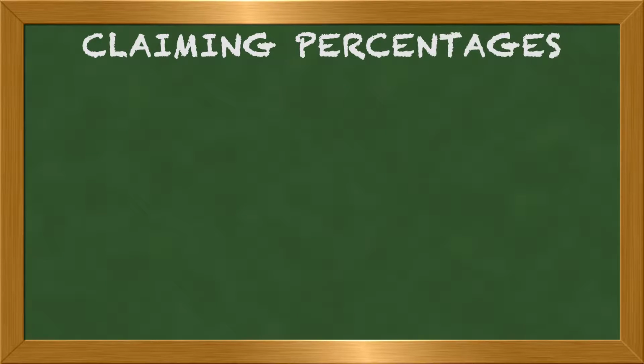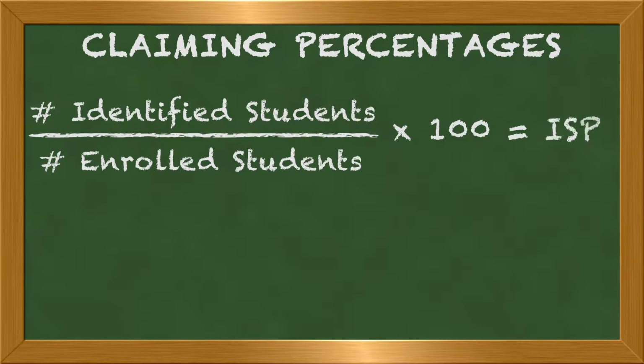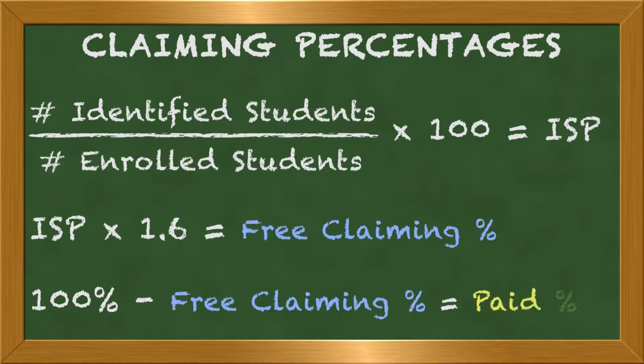To determine the identified student percentage, divide the number of identified students by the total number of enrolled students with access to either breakfast or lunch daily. Multiply the result by 100. To obtain the CEP claiming percentages, multiply the identified student percentage by a factor of 1.6 to determine the percentage of meals reimbursed in the free category. The remaining percentage of total meals is reimbursed at the paid rate.